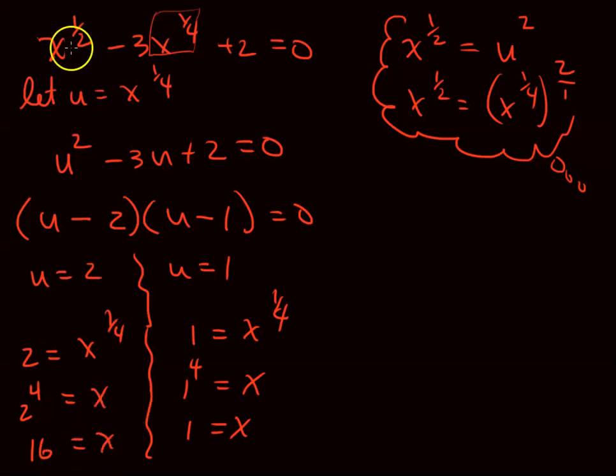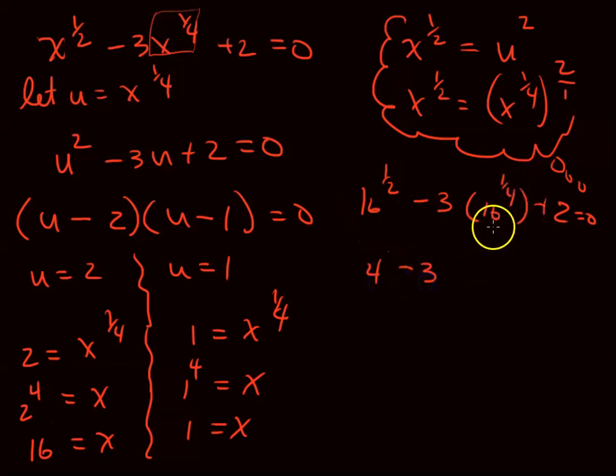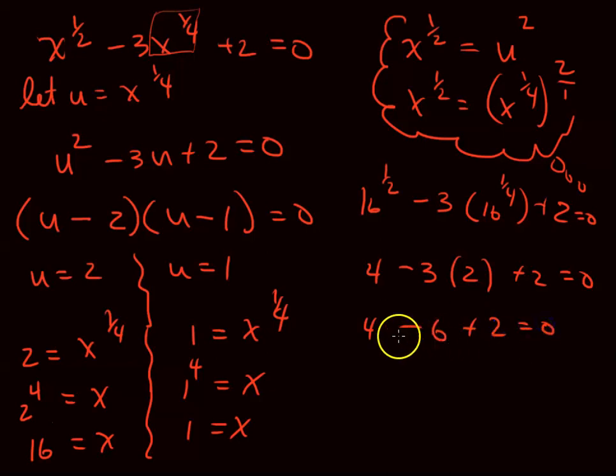Wouldn't hurt to check this, though, using 16. Square root of 16, that's what this is. 16 to the 1/2 minus 3 times 16 to the 1/4 plus 2. Does that equal 0? Square root of 16 is 4. Now, the 4th root of 16 is 2, because 2 times 2 times 2 times 2 is 16. Here, 4 minus 6 plus 2 equals 0. Yes, 4 and 2 is 6, negative 6.